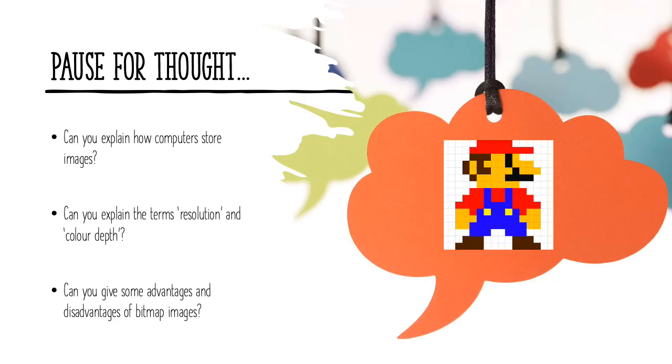Pause for thought. Before you move forward in this presentation and this video, make sure that you can explain to yourself how computers store images. Can you explain the terms resolution and color depth to yourself? And can you give some advantages and disadvantages of bitmap images? If you can't, go back in the video, in the presentation, and review the material again. It's really important that you understand these concepts before you move forward.